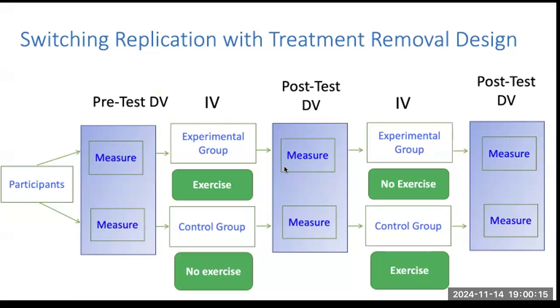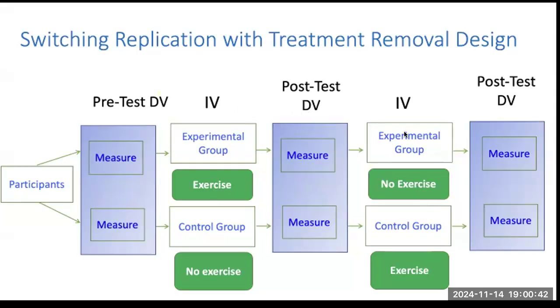This one's very similar to the one I talked about before, with the pre-test, post-test idea. Again, look at what's happening in the boxes. You get the baseline with the pre-test dependent variable being measured. Then you have the intervention. So you see the experimental group gets exercise, the control group gets no exercise. Then you measure the post-test dependent variable after the intervention is introduced.